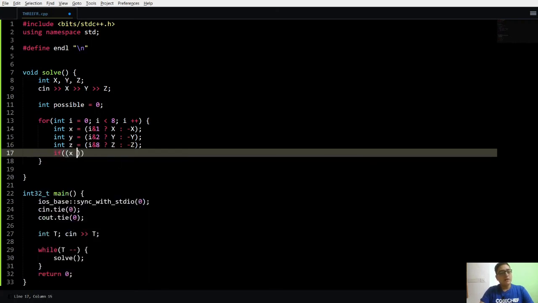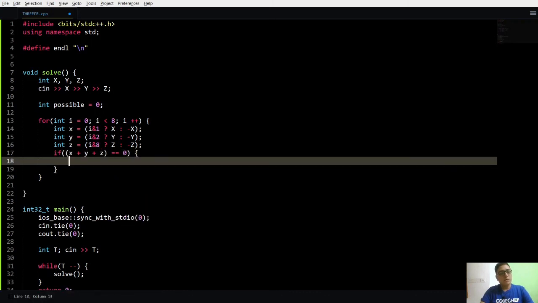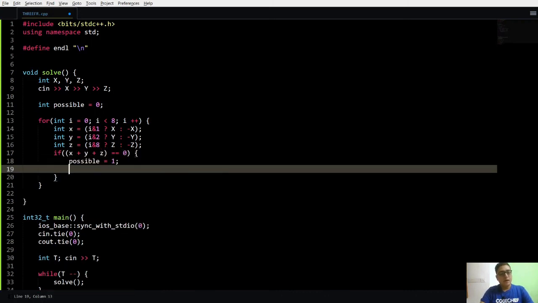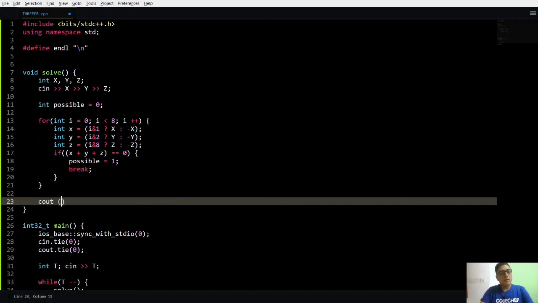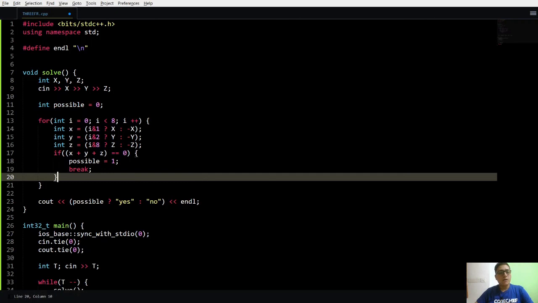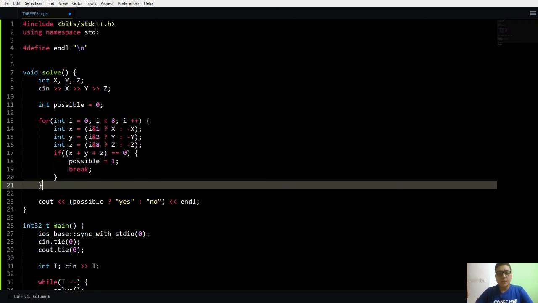Now we use the condition that if x plus y plus z is equal to 0, then we make possible as 1 and we break out. So finally, if possible is 1, we output yes, else we output no. So guys, this is pretty much the whole code, and if you try to code it yourself and face any issue, then come back and watch it again.